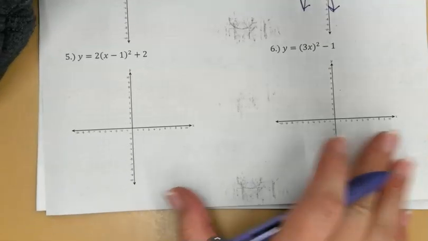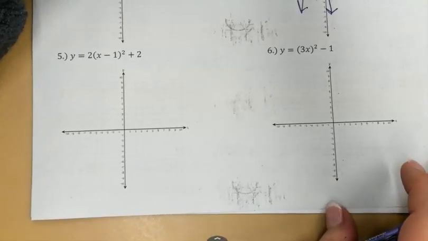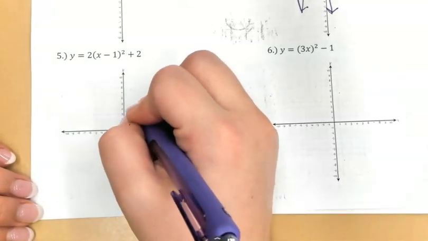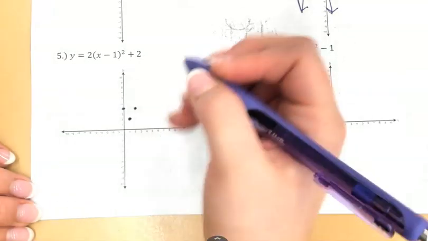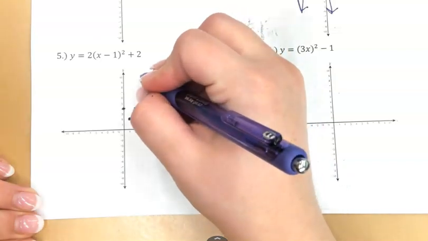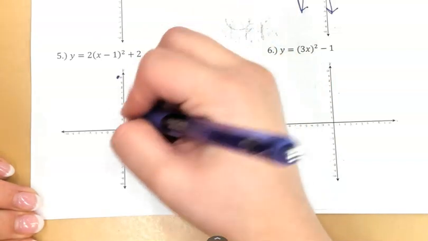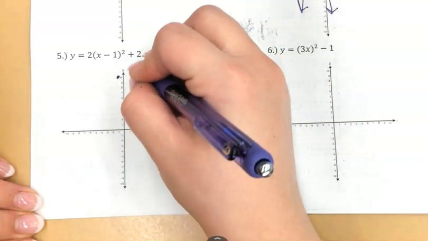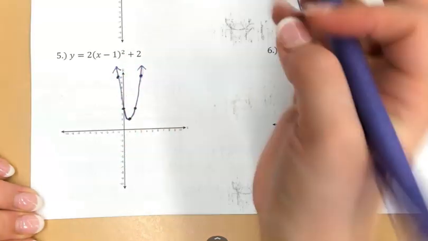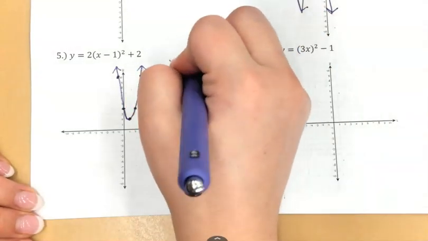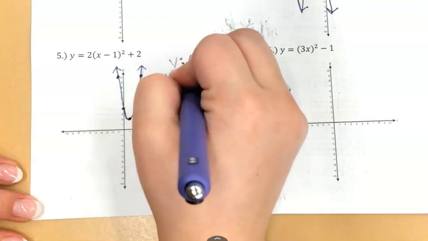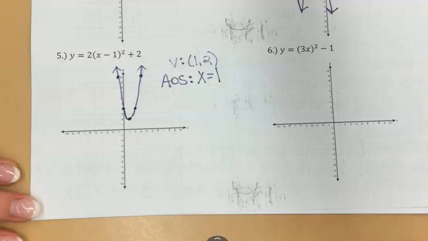Last 2. On 5, I have a vertical stretch by 2. I'm going to the right 1 and up 2. And so I'm going to be stretched quite a bit here. I can make sure I get all of my points. My vertex is at 1, 2, and my axis of symmetry is at x equals 1.